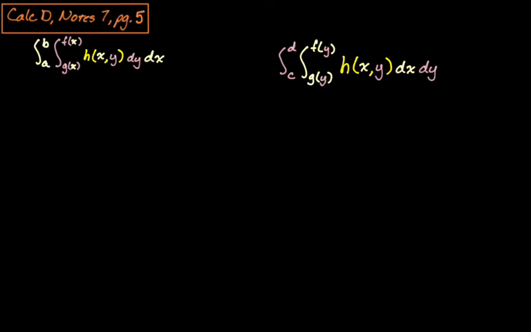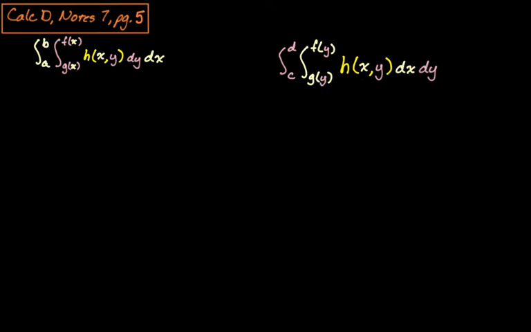So the first integral you can see is from a to b, and that's a dx. So the x bounds are vertical lines. And then g of x to f of x. So those are just going to be functions of x. So y is varying. And then we have our integrand.